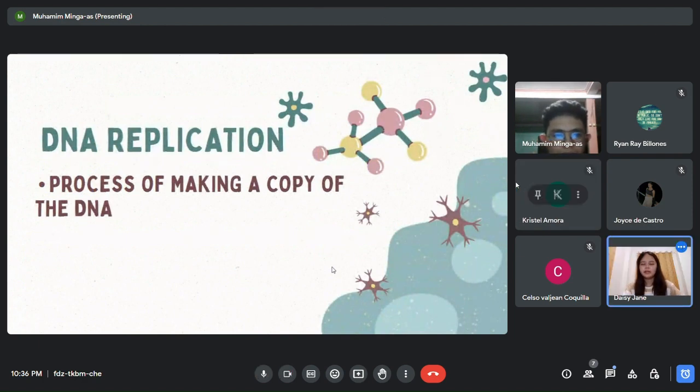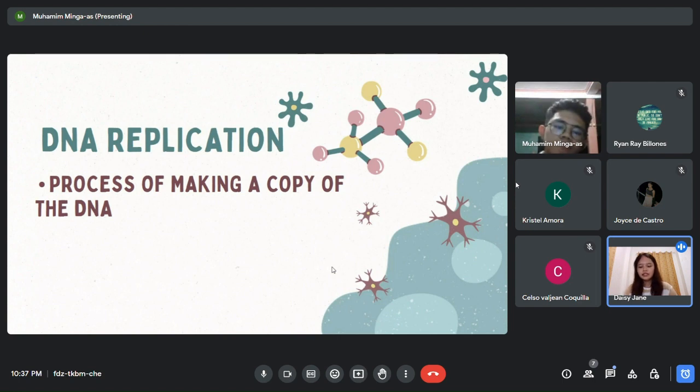So for DNA replication, it is the process of making a copy of the DNA. DNA replication, or DNA synthesis, is the process by which the genome's DNA is copied in cells. Before a cell divides, it must first copy or replicate its entire genome so that each resulting daughter cell ends up with its own complete genome. The genome is the complete set of DNA or genetic material in an organism.